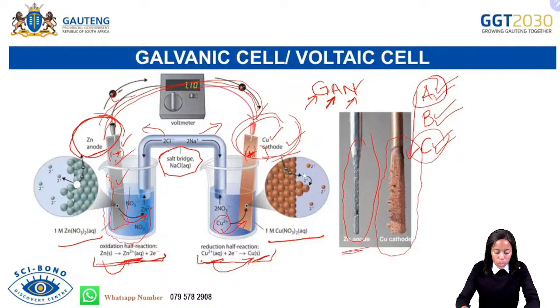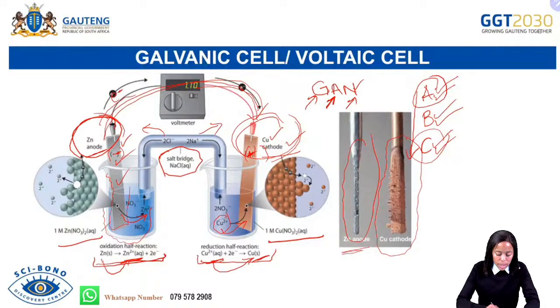So therefore, with those ions, remember for us to neutralize the two electrolytes, what is it that we are going to do? To maintain electrical neutrality, we are therefore going to be using what? We are going to be using the salt bridge.